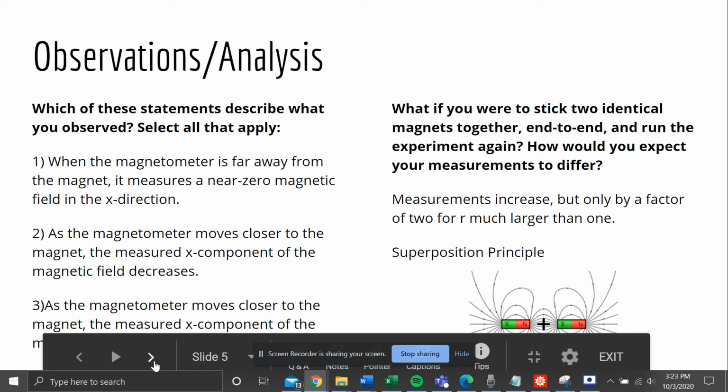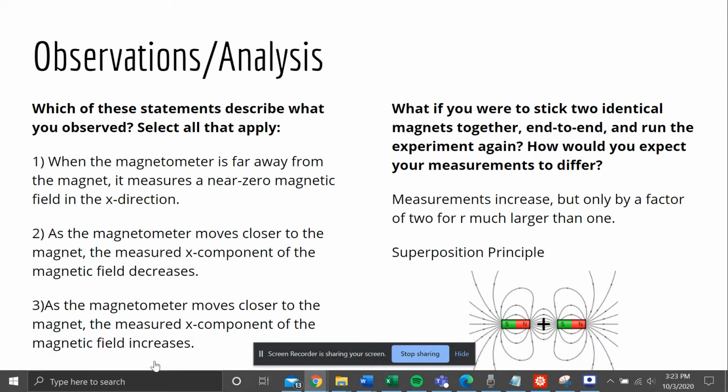After seeing this data, I could say that I observed that when the magnetometer is far from the magnet, it measures a non-zero magnetic field in the x direction. This x component can either increase or decrease depending on how the magnet was oriented during measurements.